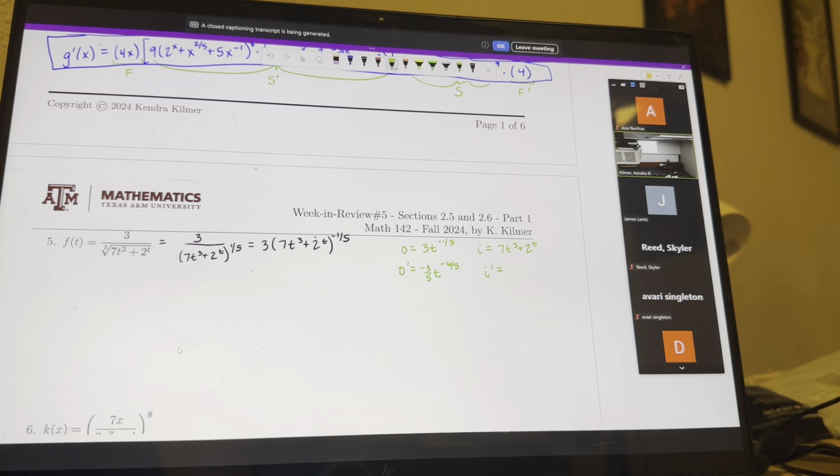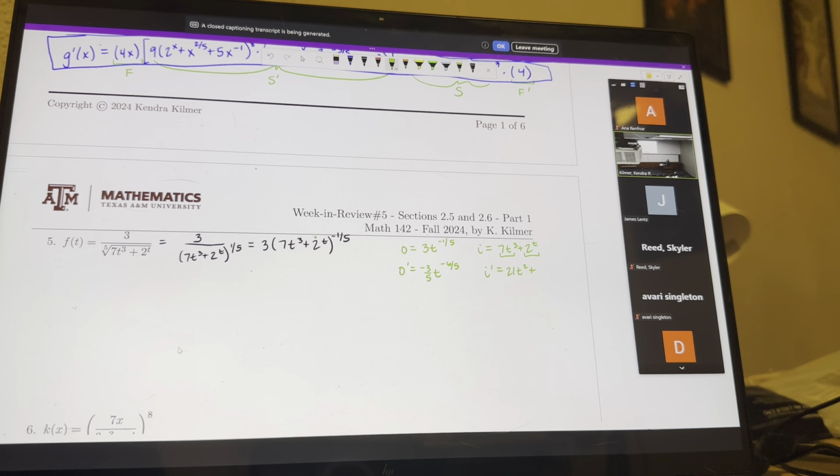We find the derivative of the inside. Inside is just a sum of two functions, so we can just find the derivative of each piece and add. 7t cubed. T cubed is a power function. We can use the power rule. So that's just 21t squared.